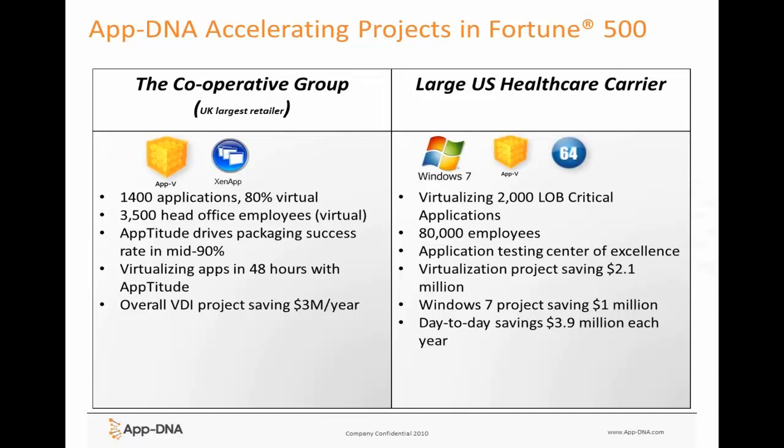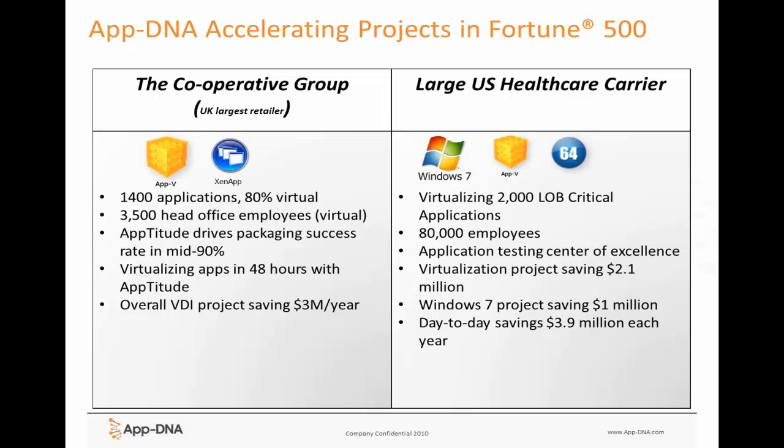They started a really exciting project, which Aptitude had a really key piece in, taking 1,400 applications, and that was at their last count. They wanted to go 100% virtual. They expected to go 80%, sorry, but they actually achieved close to 90%. They have 3,500 head office employees. They're all going virtual, and it's driving the packaging success. They're virtualizing apps in 48 hours that once took 2 weeks. The overall VDI project is saving them $3 million per year. So that's just a huge endorsement for what we're trying to do here.